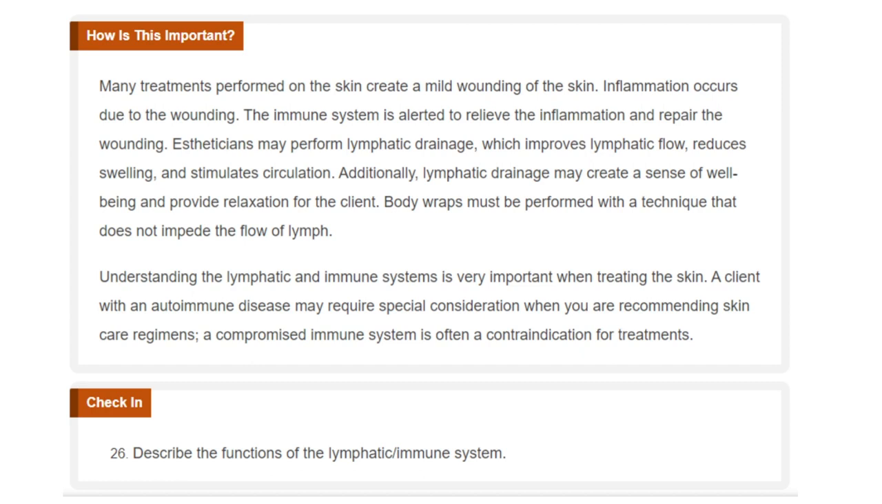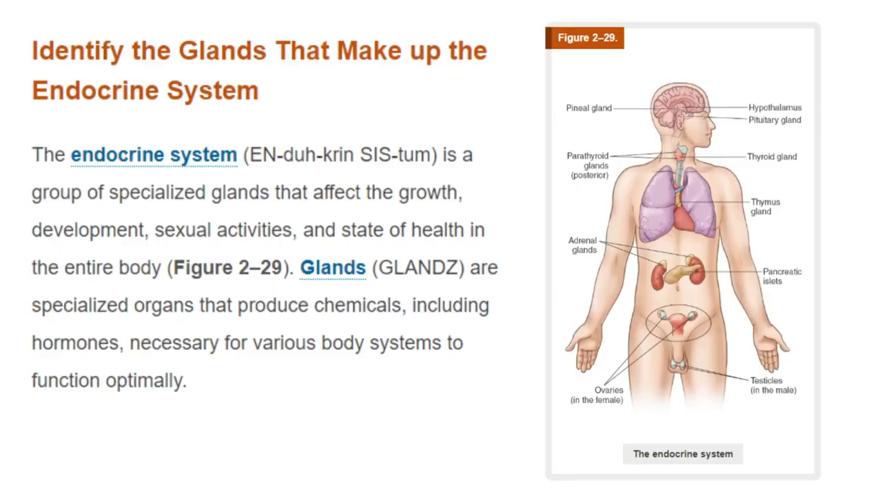Check-in. Describe the functions of the lymphatic/immune system. Identify the glands that make up the endocrine system. The endocrine system is a group of specialized glands that affect the growth, development, sexual activities, and state of health in the entire body, Figure 2.29. Glands are specialized organs that produce chemicals, including hormones, necessary for various body systems to function optimally.